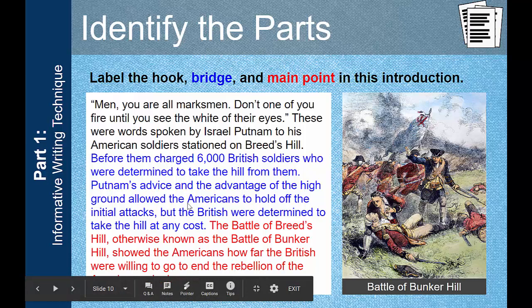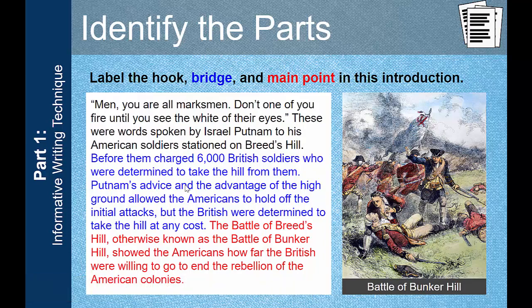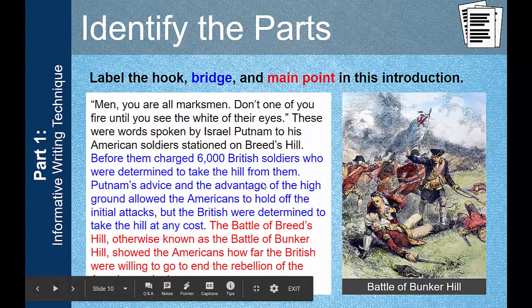And then this brings the two things together. It shows where they are at. It shows what kind of battle is about to be fought. And it even gives a little hint to the main point, where the British were determined to take the hill at any cost. So that bridge there really puts the two pieces together.